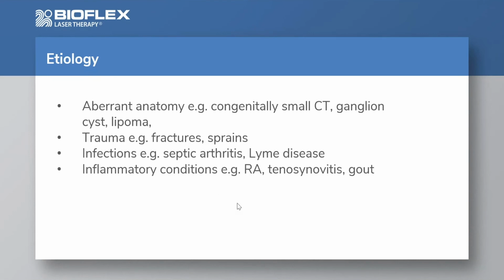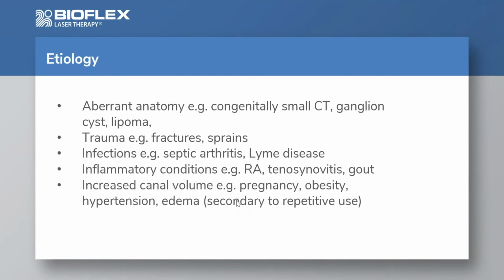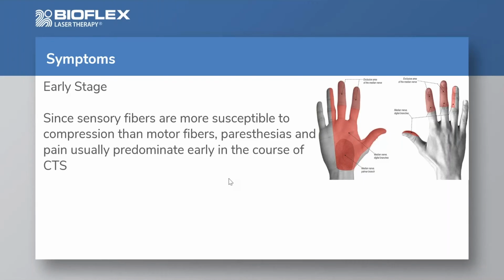Certainly any inflammatory conditions causing edema like RA or tenosynovitis or even gout, although it's fairly rare in that area. And of course, we're all familiar with it being an increased prevalence in pregnant patients. Usually that's a temporary kind of scenario. In obese patients, hypertension, and edematous patients as well. And it can be linked to metabolic disorders like diabetes and hypothyroidism as well.